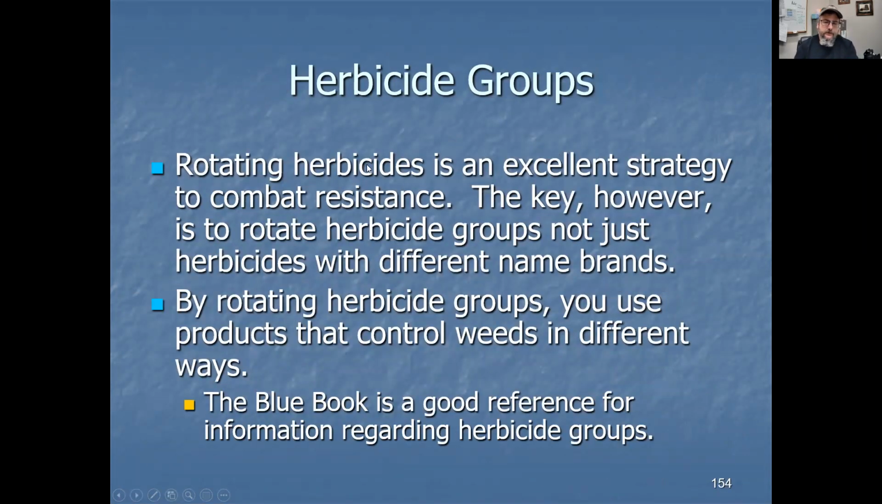Herbicide groups. This is what's important. If you have resistance, you've recognized it, and you think it's maybe time to change your chemical, it's important to look at the groups. Rotating herbicides is an excellent strategy to combat resistance. The key, however, is to rotate herbicide group, not just herbicides with different brand names. By rotating herbicide groups, you use products that control weeds in different ways.